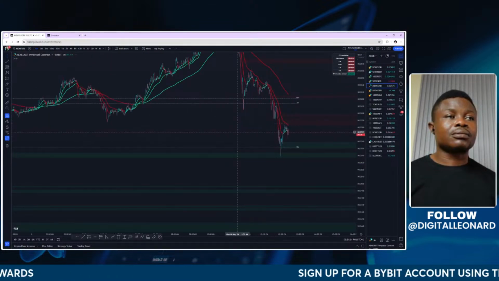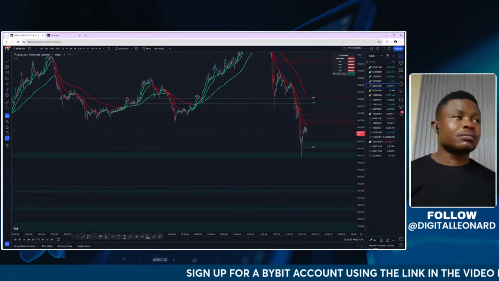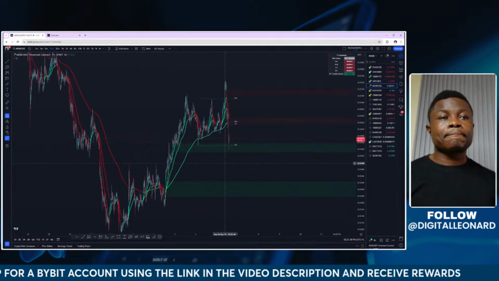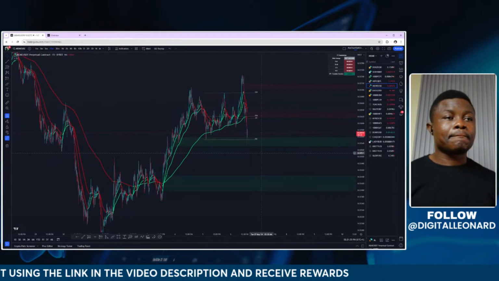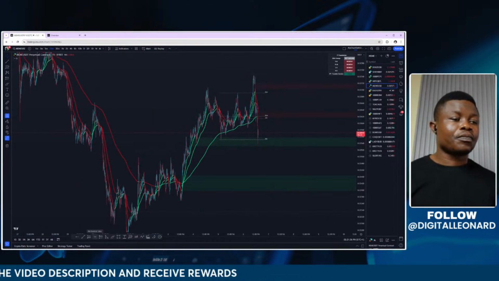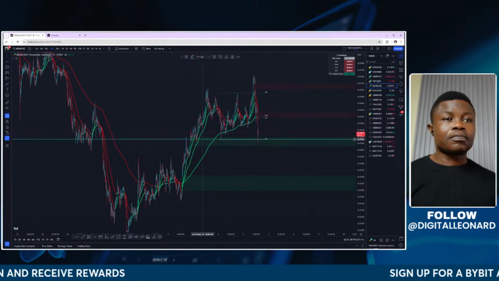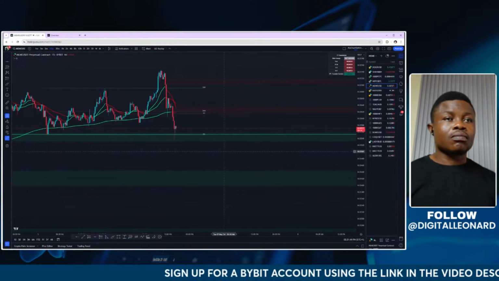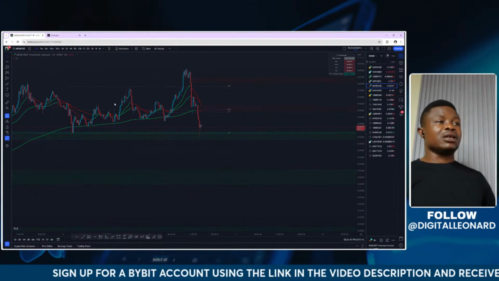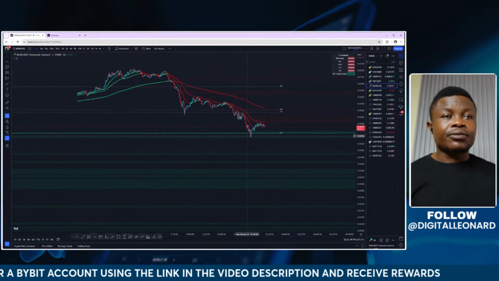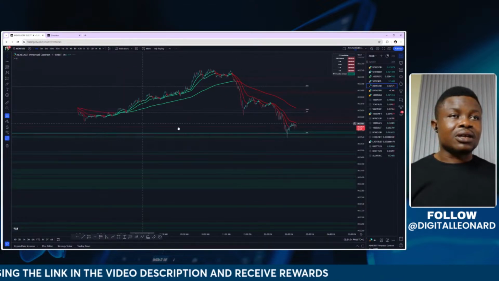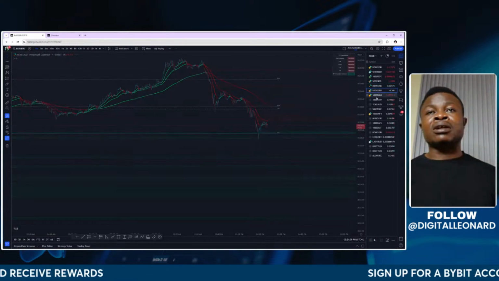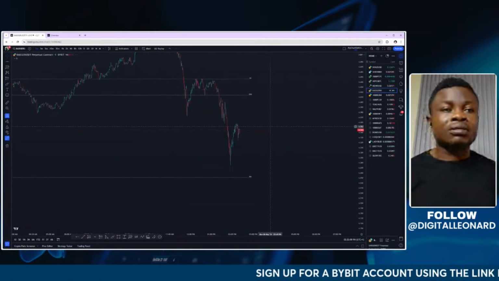So we break below that area there. All right, we break below this area that I just drew this line here. Then that is for MEM. Okay, if we break below that area, that could be a good opportunity to start going down.